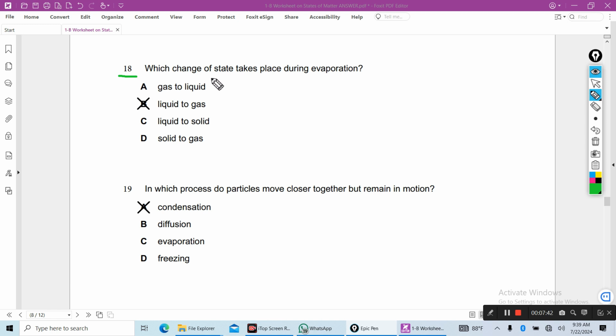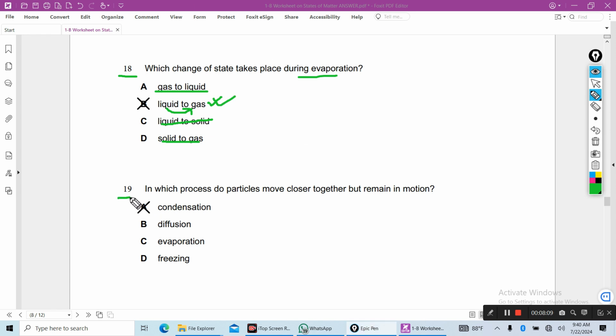Which change of state takes place during evaporation? Evaporation means liquid goes to gas, liquid converted to gas. So B is the correct answer. Gas to liquid, this is wrong, that is condensation. Liquid to solid, freezing. Solid to gas, this is sublimation. So evaporation means liquid goes to gas. B is the correct answer.